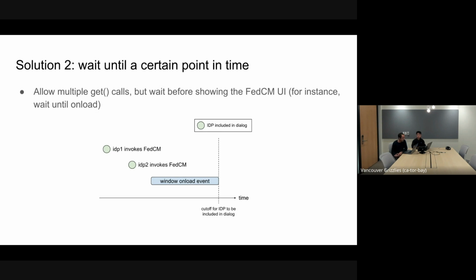The benefit of this is that it does not require IDPs to collaborate like the initial solution, but it does have problems. So first of all, it relies on heuristics, which are potentially unpredictable and hard to understand for developers. So that may result in certain differences in the behavior depending on the timing. And also there may be performance issues in terms of when the FedCM UI is shown, right?